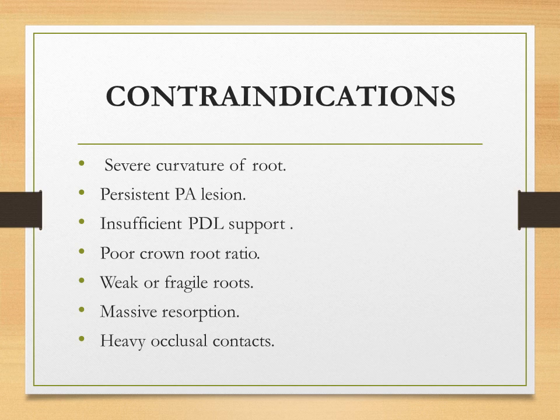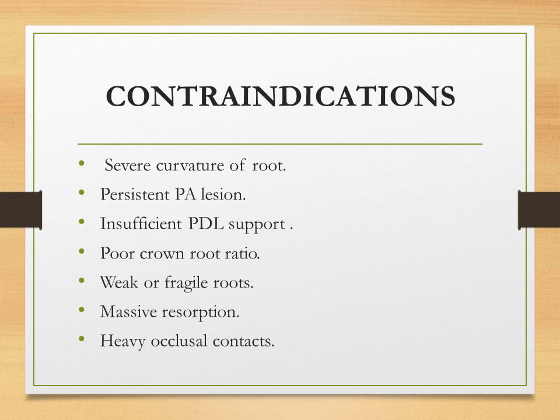If the tooth does not have sufficient PDL support, if the tooth is mobile, we do not suggest going ahead with post and core. We first try to improve the stability of the tooth. Probably you can go ahead with periodontal therapy followed by splinting. Observe for 2 weeks. If you are able to resolve this and the tooth is no longer mobile, then yes, you can go ahead with your post and core.